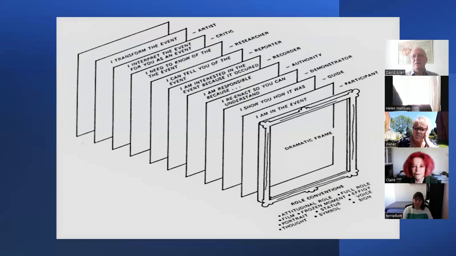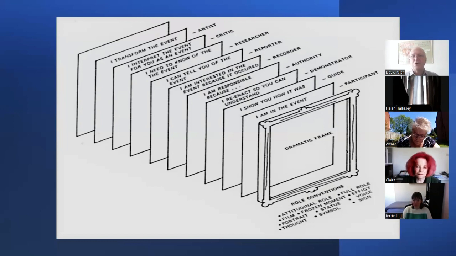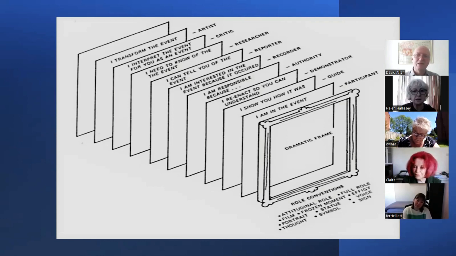So starting with the frame of participant, I'm in the event. Guide, I show you how it was. Here it's called demonstrator. She later called this agent. I reenact so you can understand. Authority, I am responsible because. Recorder, I'm interested in the event because it occurred.